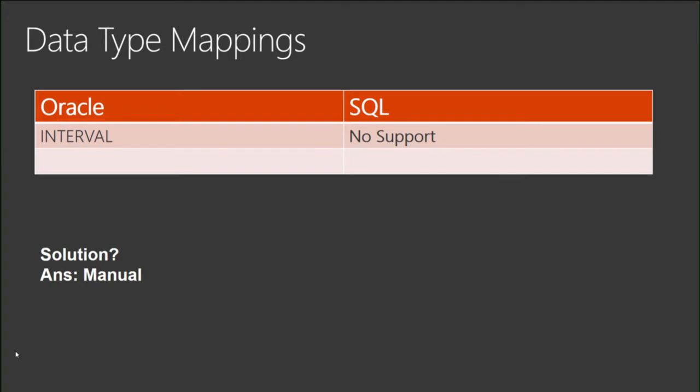Now what interval really is: in Oracle you could have a column with data type interval, and interval means the interval between two date ranges, let's say the start and the end date. So you could say the interval is 2 years, 4 months, or 3 years, 8 months. This is how you could specify it in Oracle.